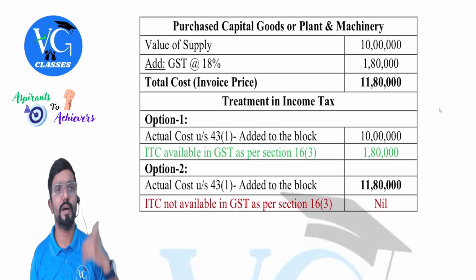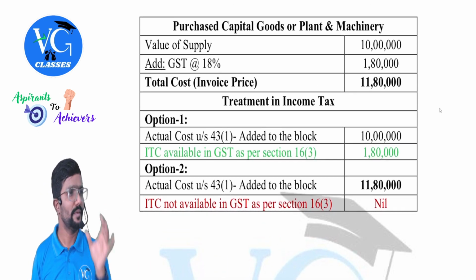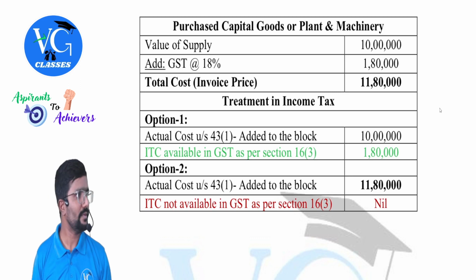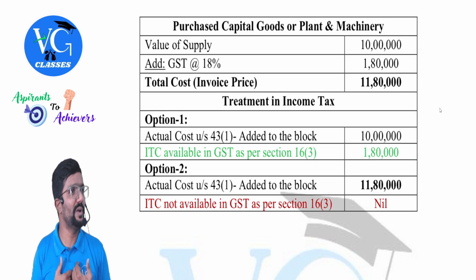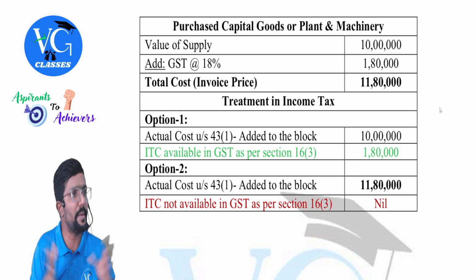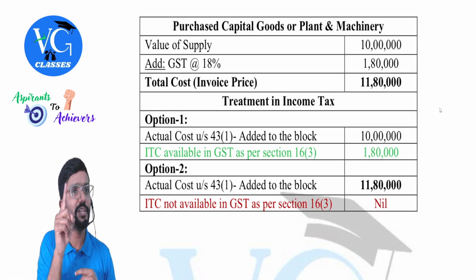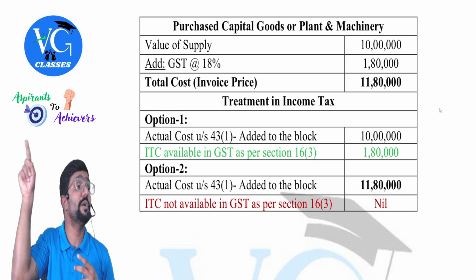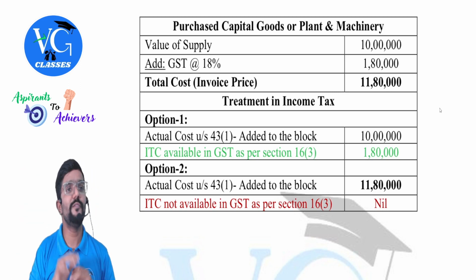So if you ask me, sir, what is better? Is ITC better or depreciation better? ITC, because time value of money is there. ITC means I can claim immediately now itself, either in this month or next month or next to next month. Within few months, I can claim it. Whereas if it is depreciation, I have to wait for number of years. Number of years means what, guys?